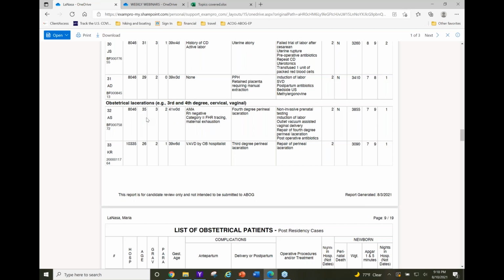Now, you mentioned retinal hemorrhage, and I want to follow up with a question about that. So when retinal hemorrhages are noticed by the pediatric team after a vacuum delivery, is that an indication that something went wrong with the vacuum delivery?